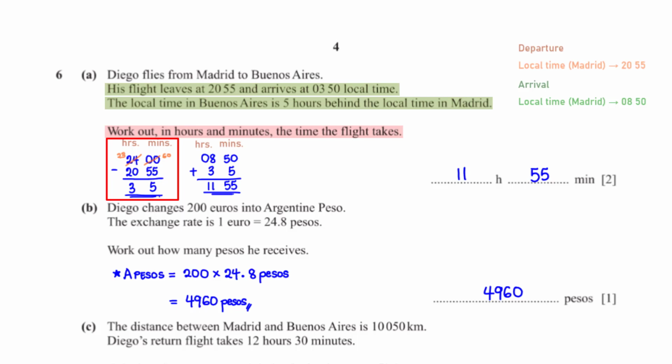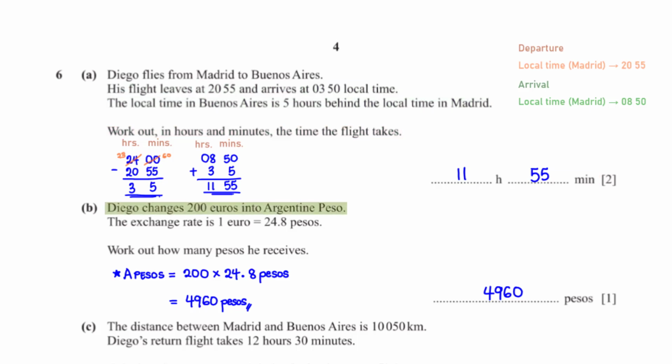So now to get the total time duration, we add 3 hours 5 minutes to 8:50. Under the minute column, 50 plus 5 is 55. Under the hour column, 8 plus 3 is 11. So we have 11 hours 55 minutes.